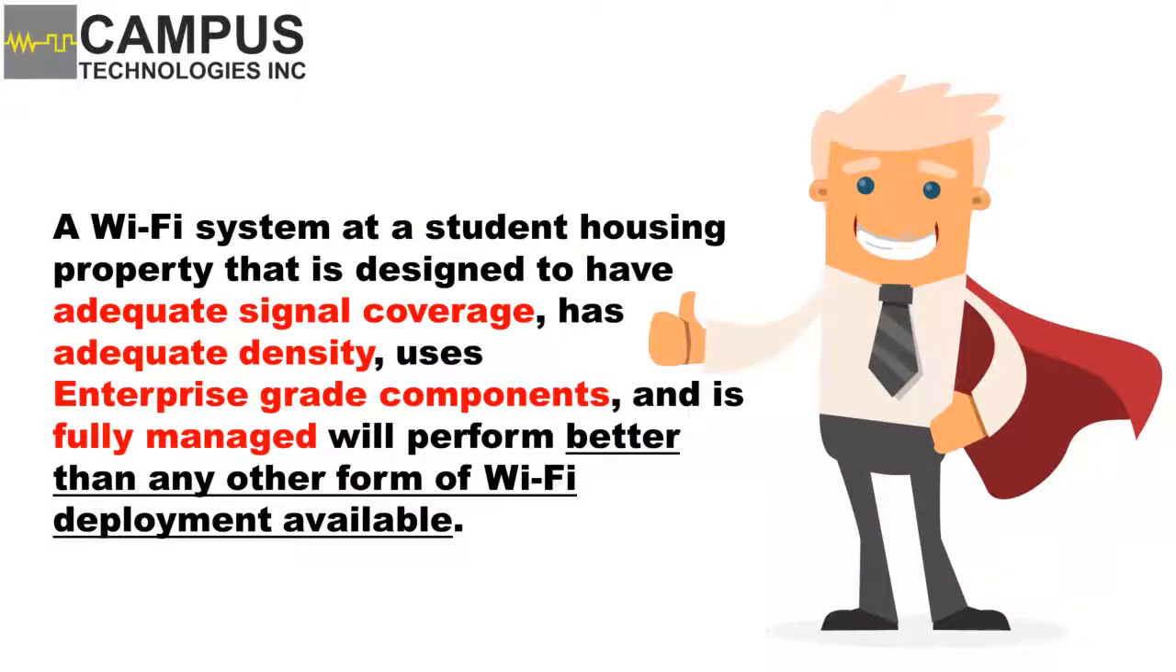In general, an internet connection or a wireless connection that's designed for a single-family home or multi-family environment will not work in student housing. So just to recap there: adequate signal coverage, adequate density, that's enough access points installed in the right spots, and using enterprise-grade components. That's the same class of equipment that is used in any major company, and fully managed. That's how you deliver a high-performance student housing wireless network.